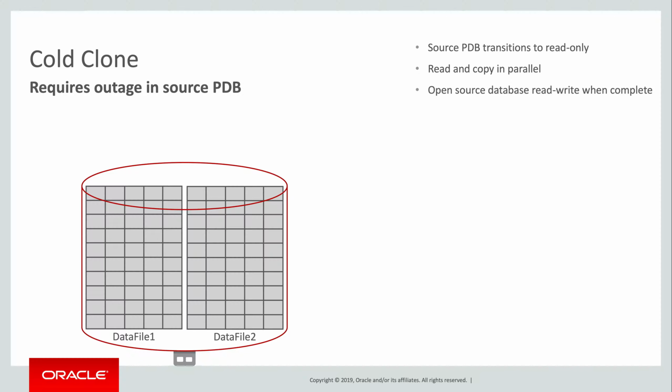The source PDB must be in a quiescent state, hence the term cold clone. Basically, you close it and reopen it in read-only mode. In this state, there are no incomplete transactions and all blocks are flushed to disk.